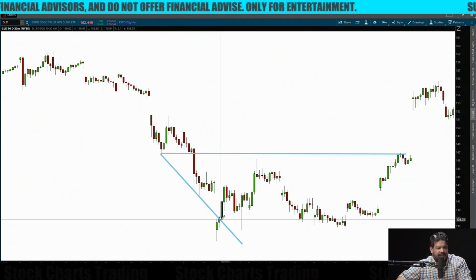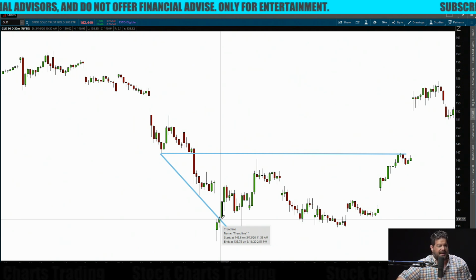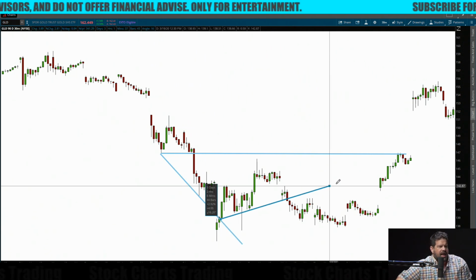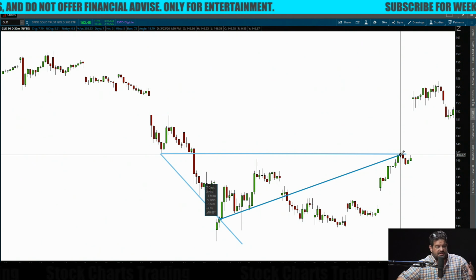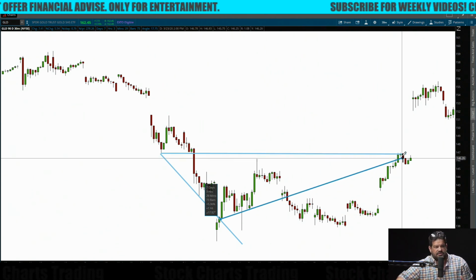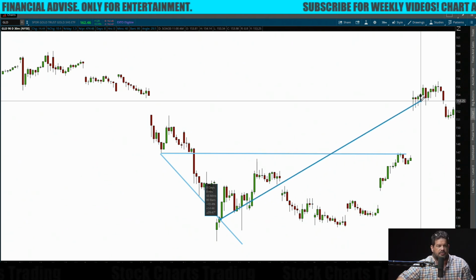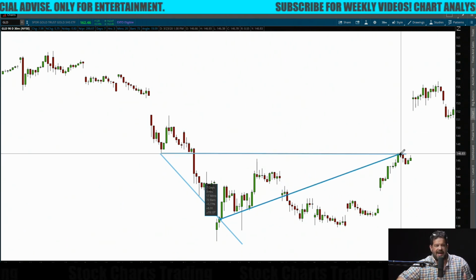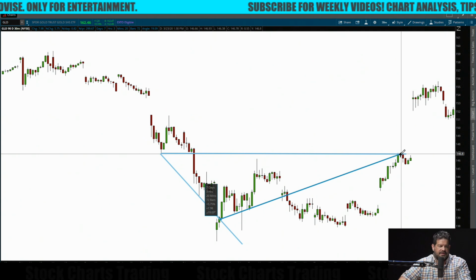If you got in here at $138, this is GLD, and then after just a couple days, it goes up almost 5% into this resistance. It actually breaks through the resistance. So this was a great trade for this pattern.